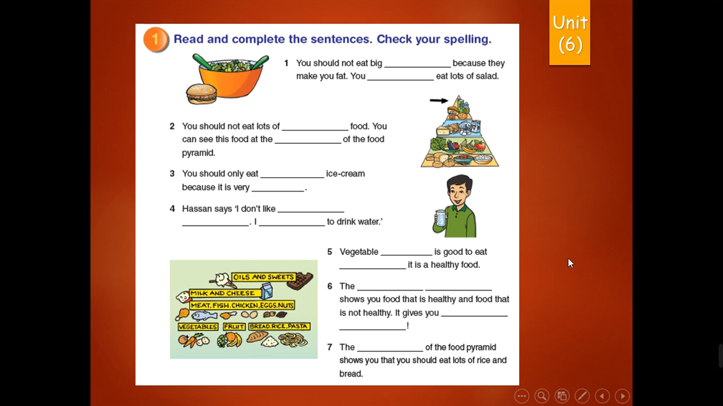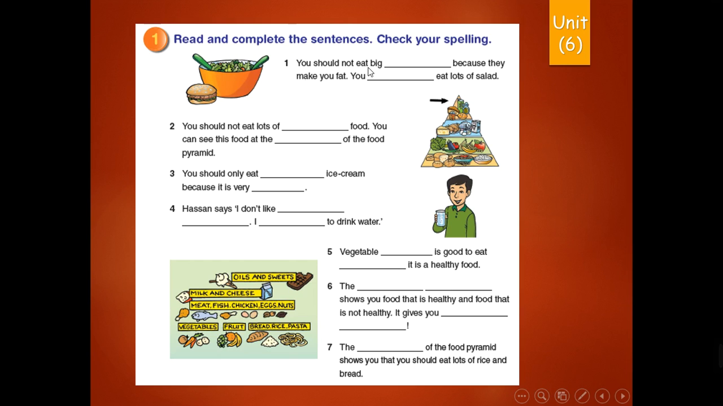Let's move to activity number 8. Read and complete the sentences. Check your spelling. So it's filling the gaps. We have some pictures here. Small burger, big salad, triangle, food pyramid, and at the top of the food pyramid, someone drinking water, and we have here the food pyramid with vegetables, fruit, bread, rice, pasta, meat, fish, chicken, eggs, nuts, milk, and cheese, and at the top, oils and sweets. Let's fill the gaps. Try to pause the video, answer them, then check your answer. This is better to make sure that you understand all the words from this unit.